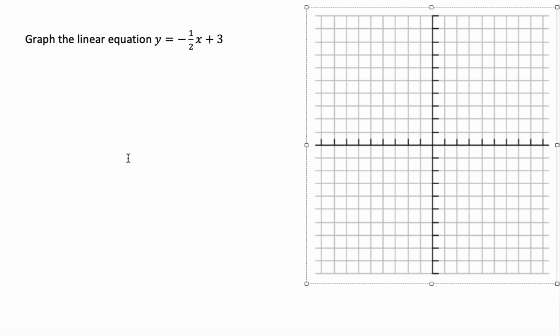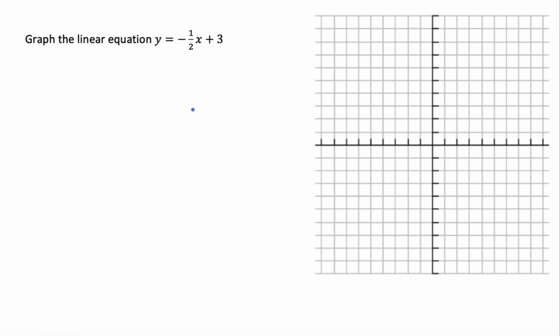Graph the linear equation y equals negative 1/2 x plus 3. Remember, whenever we want to graph a line, we need to find the ordered pair solutions. At least 2 is required. We always need at least 2 points to draw a line.